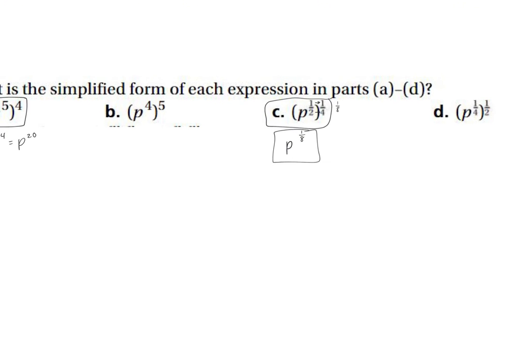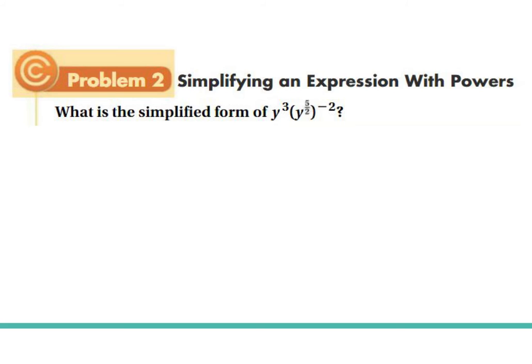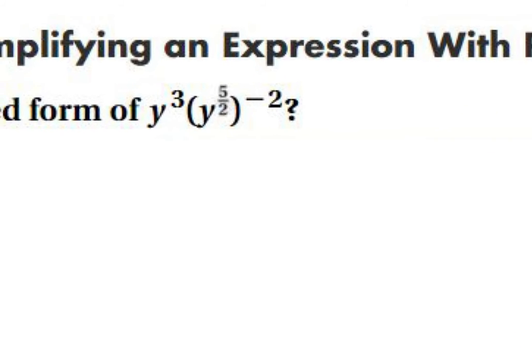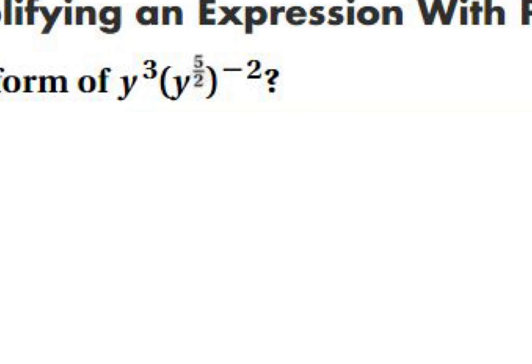All right, now it's gonna get a little tricky. Make sure you're paying attention. We're gonna have multiple variables, okay? So we have y to the 3rd times y to the 5/2 to the negative 2nd power. Okay, so I'm going to walk you through the first one, and then I want you guys trying like 2 on your own, okay?